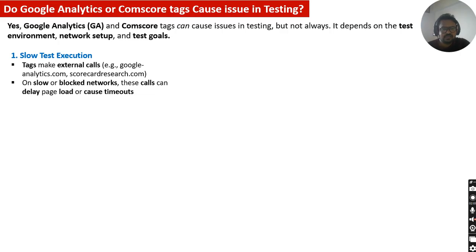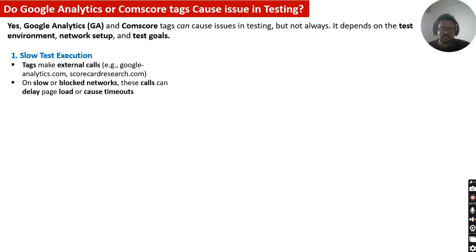So how will it impact? It will slow the test execution. If you add something to your website, it will definitely affect something somewhere. These tags make external calls to Google Analytics, Scorecard Research and other websites, and once they get a response, it helps you finish your automation script. So in short, yes, it takes time and slows down your automation process, because the response of the website becomes a bit slower than if the tag were not there.